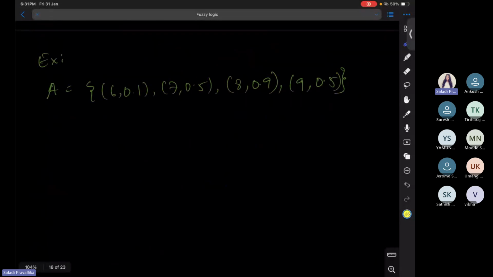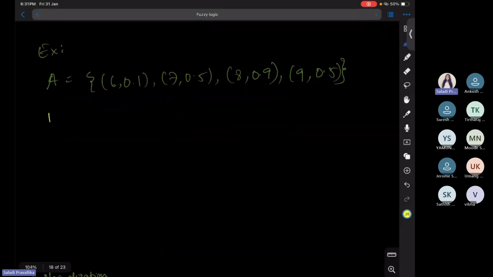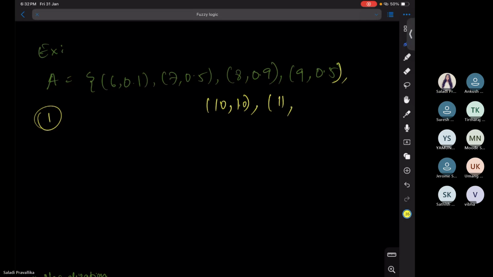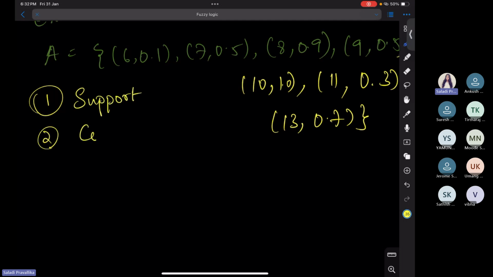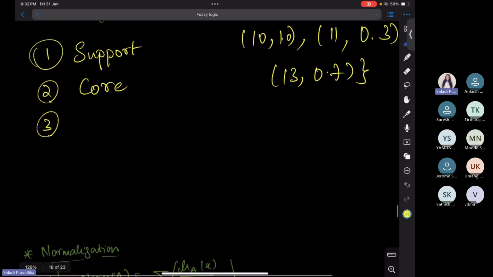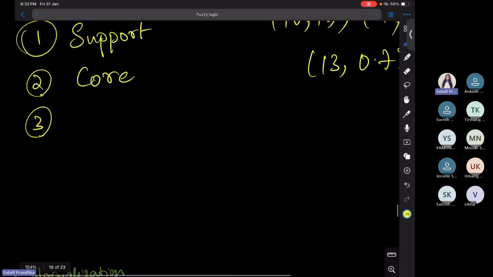I want you guys to try this experiment out. The set has membership values including 0.3 and 0.7, for x up to 13.